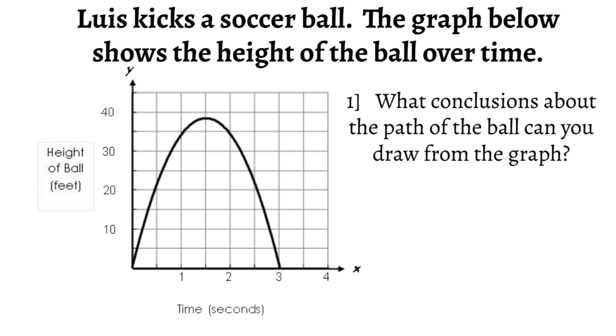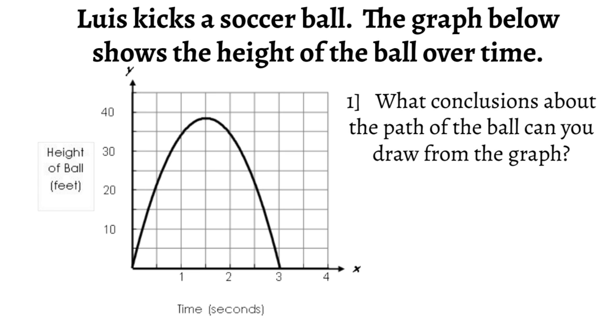Here we have a situation where Luis kicks a soccer ball. The graph below shows the height of the ball over time. The first thing you want to do when you're looking at situations like these, if there's a word problem, is to read it and get very familiar with it. And then you want to look at the graph. You want to identify what the x-axis represents. What does the y-axis represent? And then make sense of the situation.